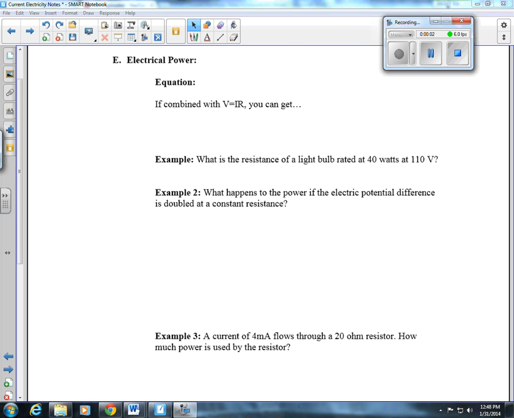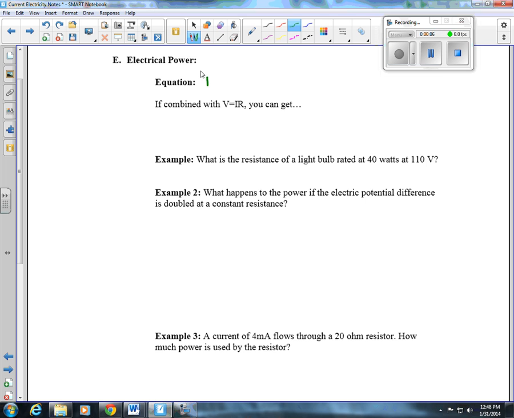And then we're going to talk about electrical power. Electrical power, the equation for it is P equals VI. And this makes sense. The more voltage I have, the more power I'm going to be using. And the bigger the current is, the more power I'm going to be using.